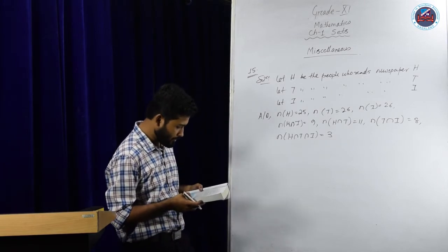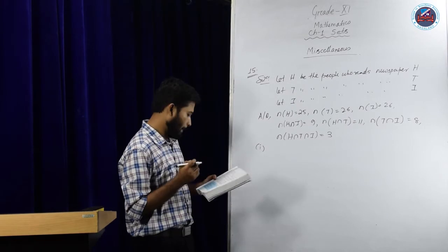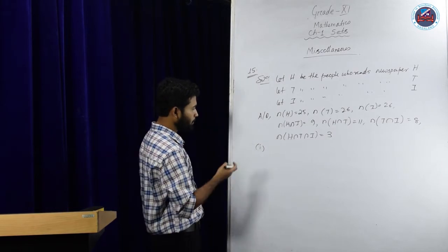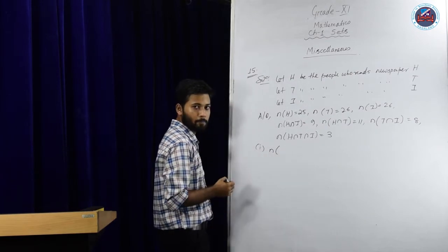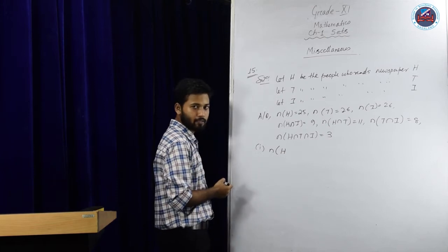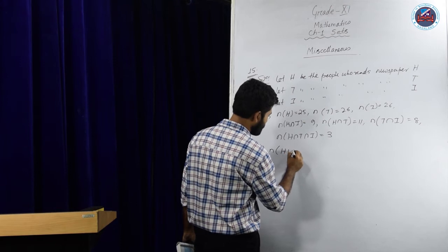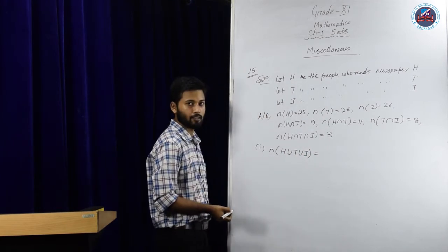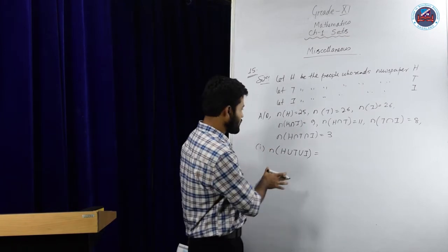Now what do we need to find? First we need to find the number of people who read at least one of the newspapers. What does at least one mean? That person might read newspaper H, or newspaper T, or I, isn't it? That means that person may read 2 or 3 also. So we need to find at least one.